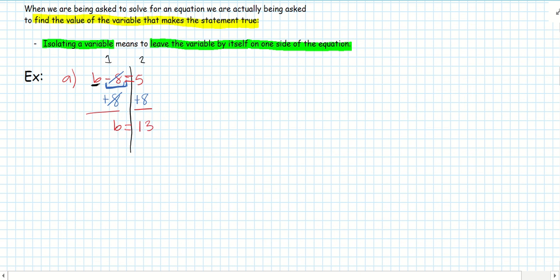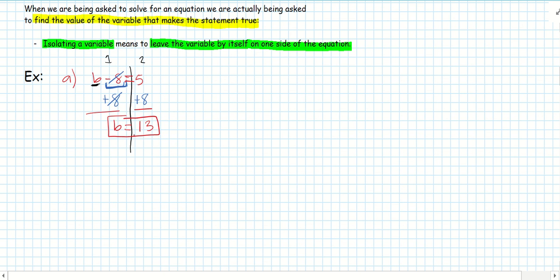Now b is by itself. There is no value that it's being added to. There is no value that it's subtracting. There is no value that it's dividing or multiplying. Actually, for multiplying, we can say that there's an invisible 1 in front of the b, but we don't really care about that invisible 1. It doesn't really affect b. So we say that b has been isolated, so we can say that the value of b equals 13.